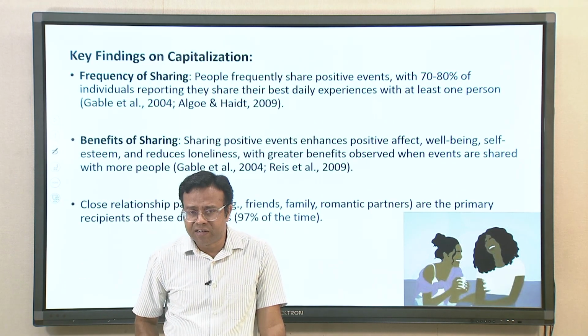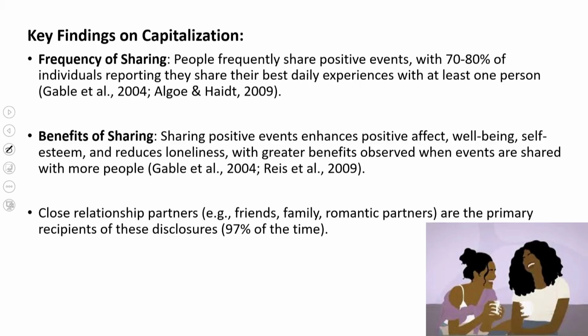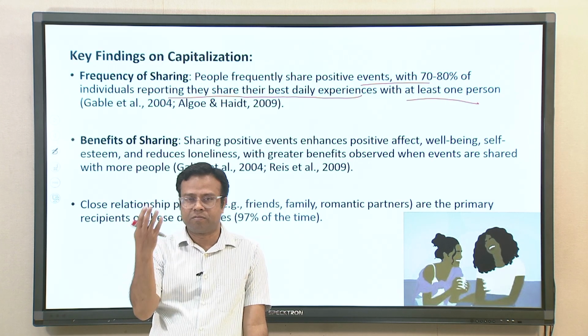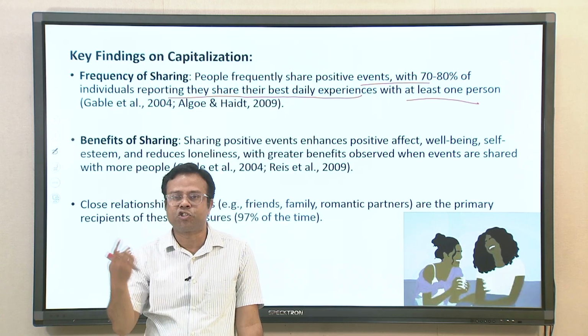Now, some of the key findings on capitalization from the research show that people frequently share positive events, with 70 to 80% of individuals reporting they share their best daily experiences with at least one person in their life. Most people share positive things with at least one other person.